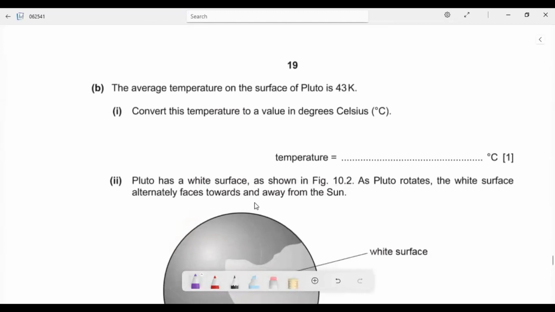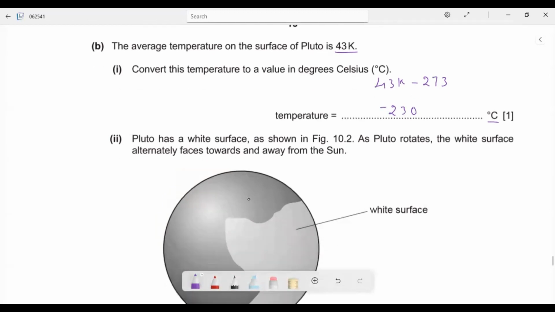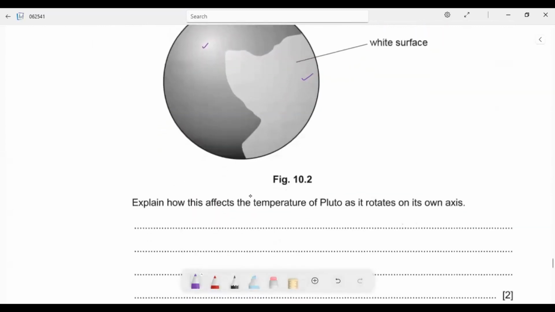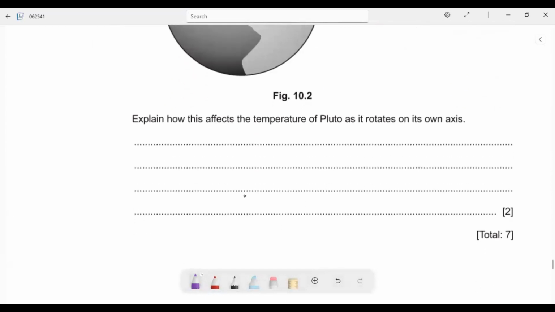The average temperature on the surface of Pluto is 43 Kelvin. Convert this temperature to degrees Celsius. So we can convert by 43 Kelvin minus 273. So it will be minus 230 degrees Celsius. Pluto has white surface and black surface. As Pluto rotates, the white surface alternately faces towards and away from the Sun. Explain how this affects the temperature of Pluto as it rotates on its own axis.